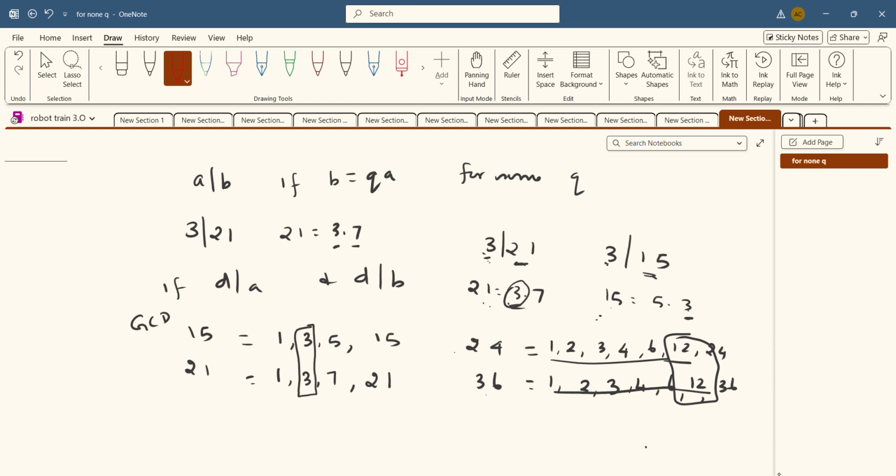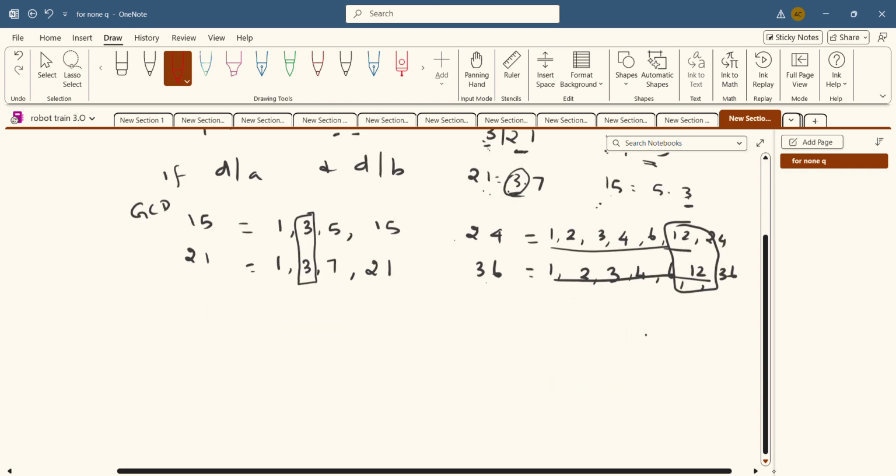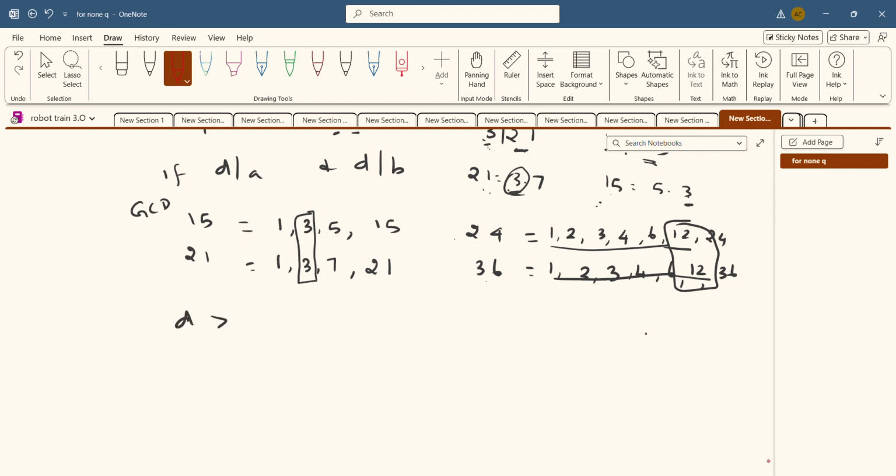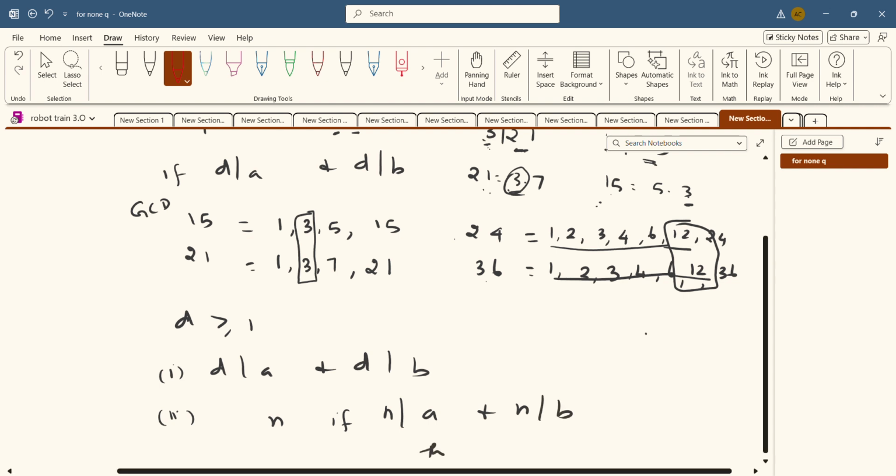In other words, mathematically, we can define greatest common divisor as follows. Let A and B be non-zero integers. Then an integer D greater than or equal to 1 is called the greatest common divisor of A and B if it satisfies the following conditions. Number 1, D divides A and D divides B. And second condition, for any integer n, if n divides A and n divides B, then n divides D. Here n should be less than or equal to D. Okay. So from this I can conclude that D is the greatest common divisor.